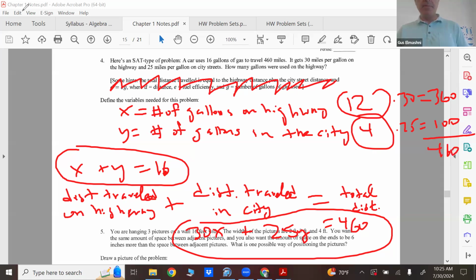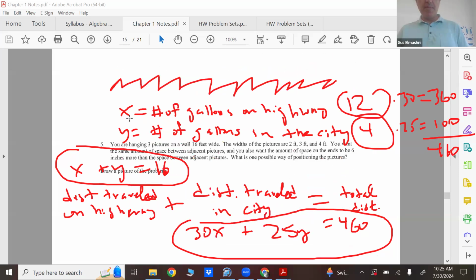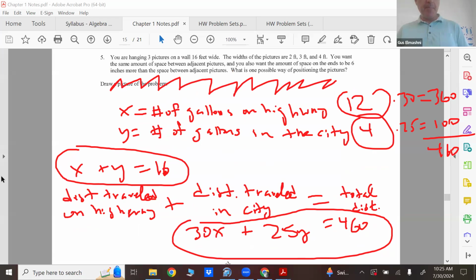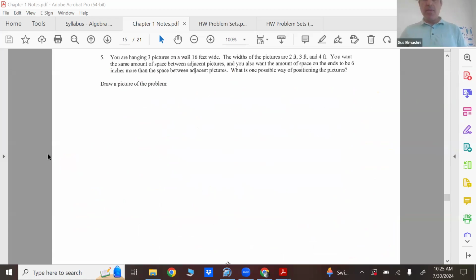Okay. Okay, last one, and then we could do some problems after that. You're hanging 3 pictures on a wall that's 16 feet wide. The widths are 2, 3, and 4 feet. You want the same amount of space between the facing pictures. You also want the amount of space on the ends to be 6 inches more than the space in between the pictures. How do you position it?